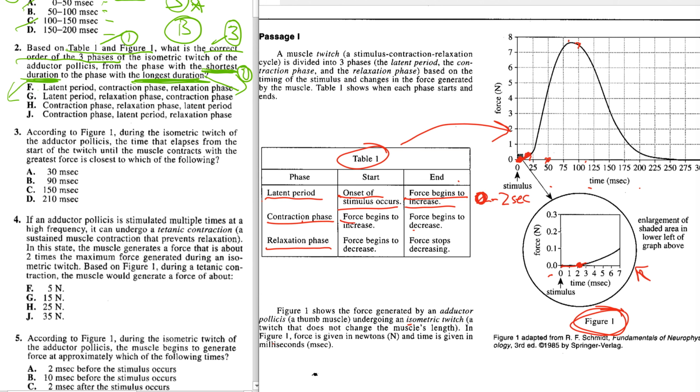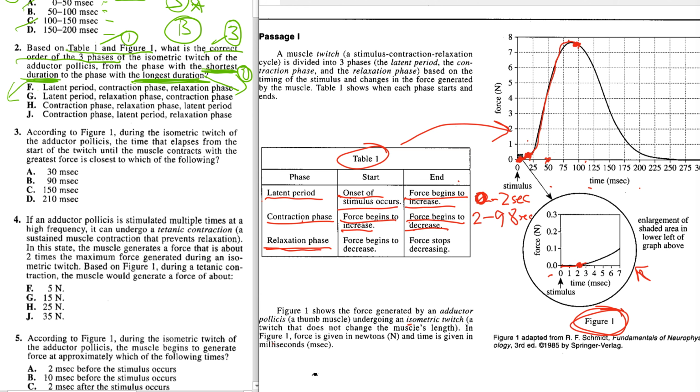Contraction phase: the force begins to increase and then it begins to decrease. So it begins to increase at 2, we already got that one, and it increases, and then it starts to decrease about there. So it's about 90 something. So it's about 2 to 98, say.